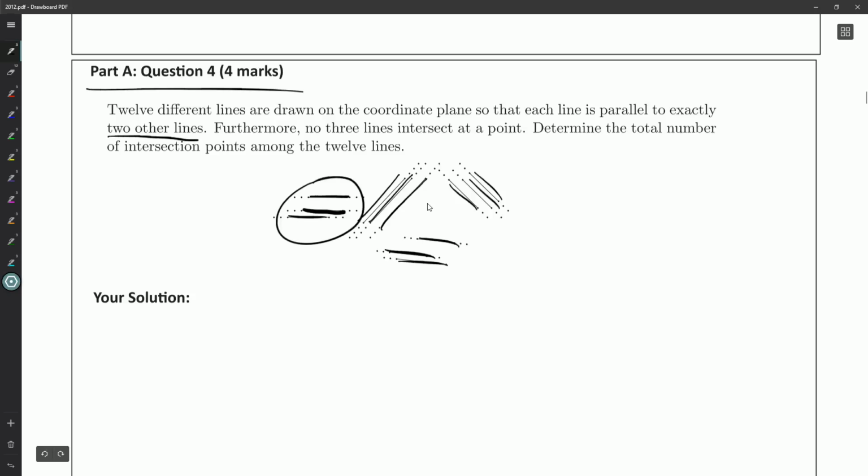Furthermore, no three lines intersect at a point. So we never get a situation like this. Determine the total number of intersection points along the 12 lines.